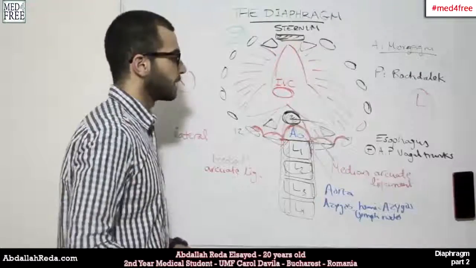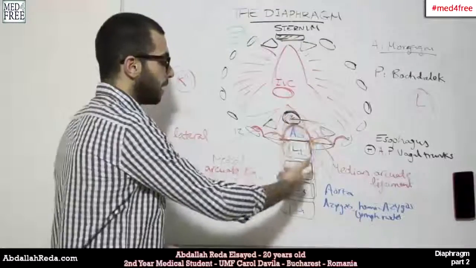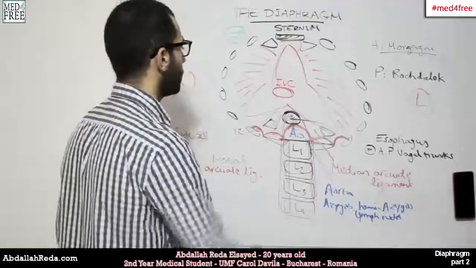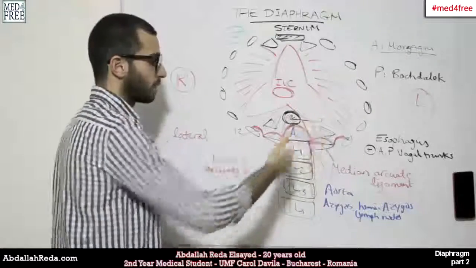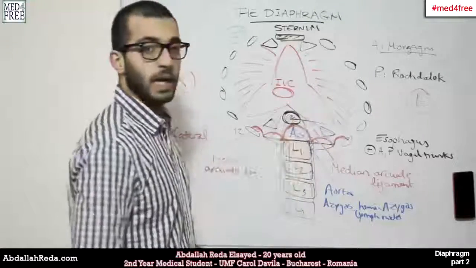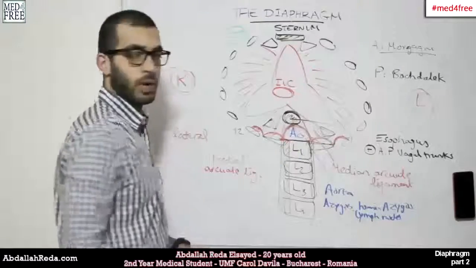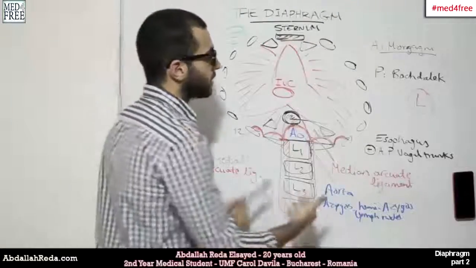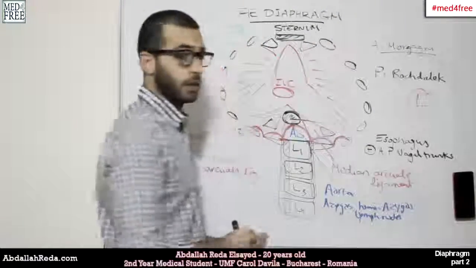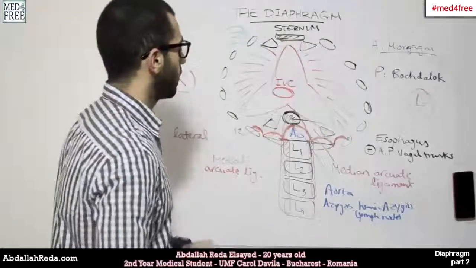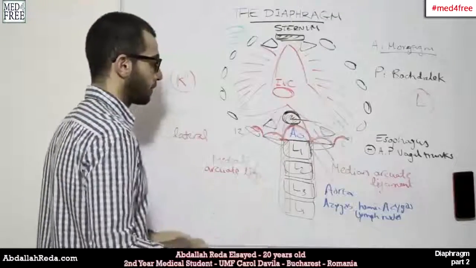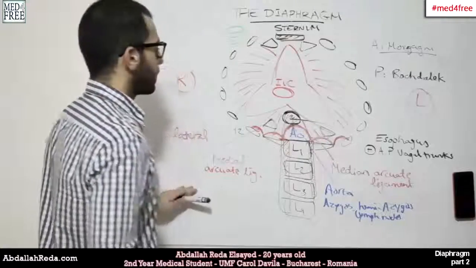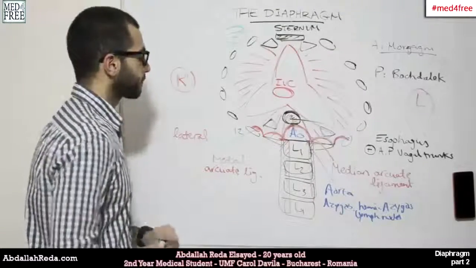And herniation means that there are, let's say, abdominal structures that are supposed to be inside the abdominal cavity, but due to the weakness of these weak points, they might herniate and go into the thoracic cavity. And some of these hernias are congenital, and others can occur throughout life. So this is the structure of the diaphragm.